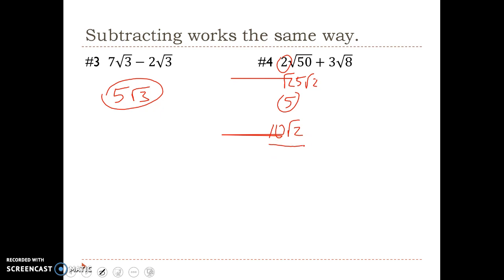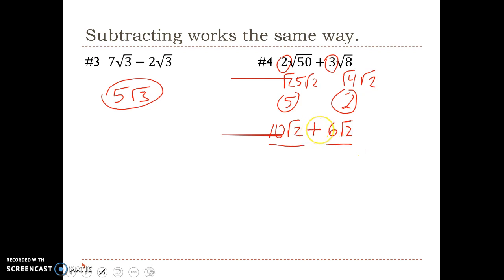If I simplify 3 radical 8, the square root of 8 is the same thing as the square root of 4 times the square root of 2. And the square root of 4, well, that's just plain old 2. So that's a 2 on the outside. That joins the 3 that's already on the outside. 3 times 2 is 6 radical 2.